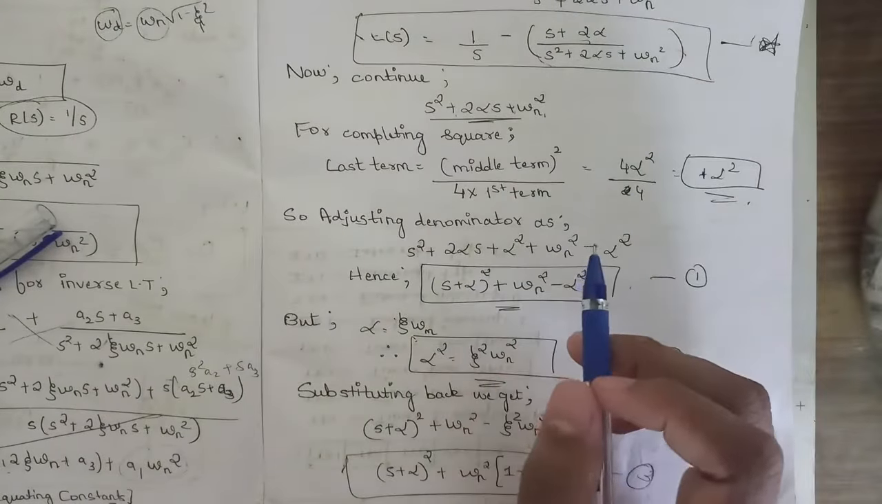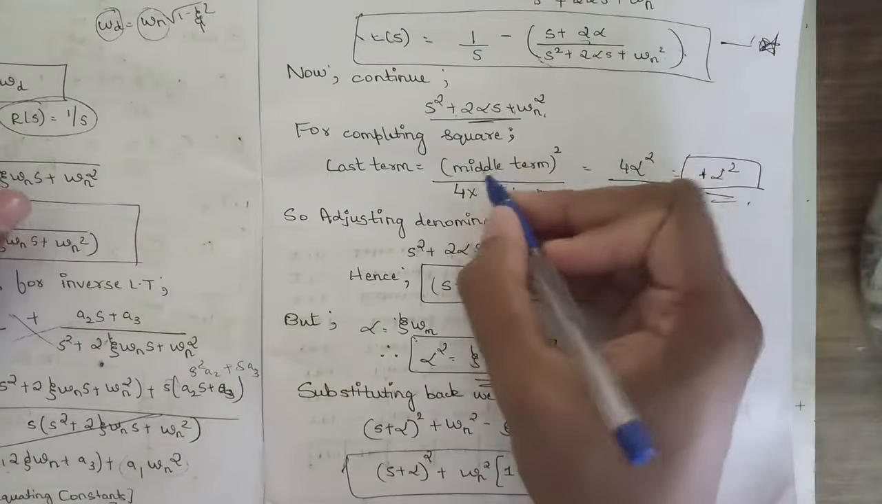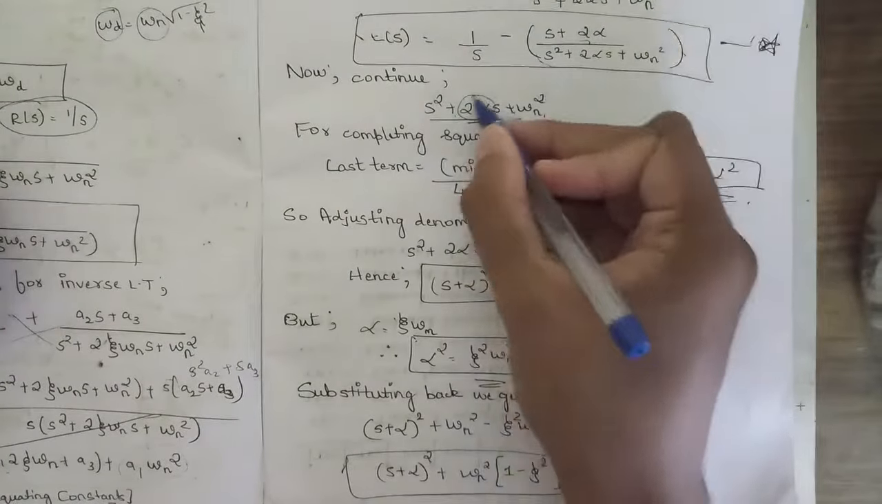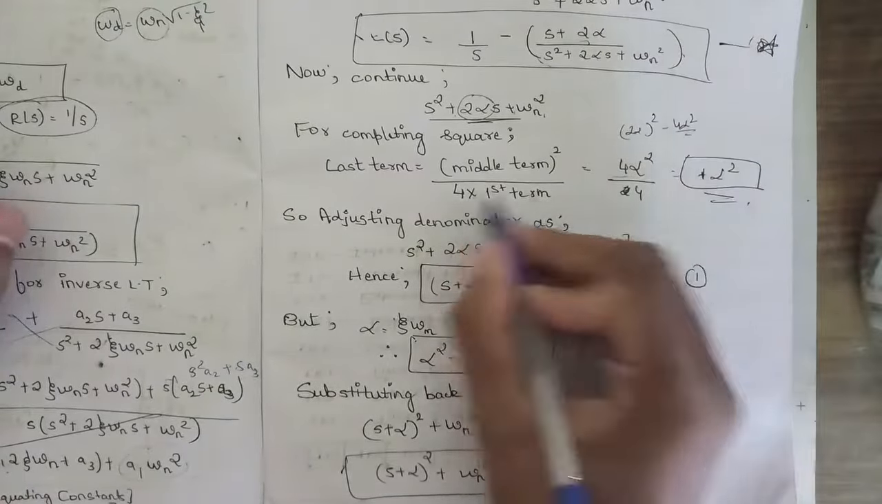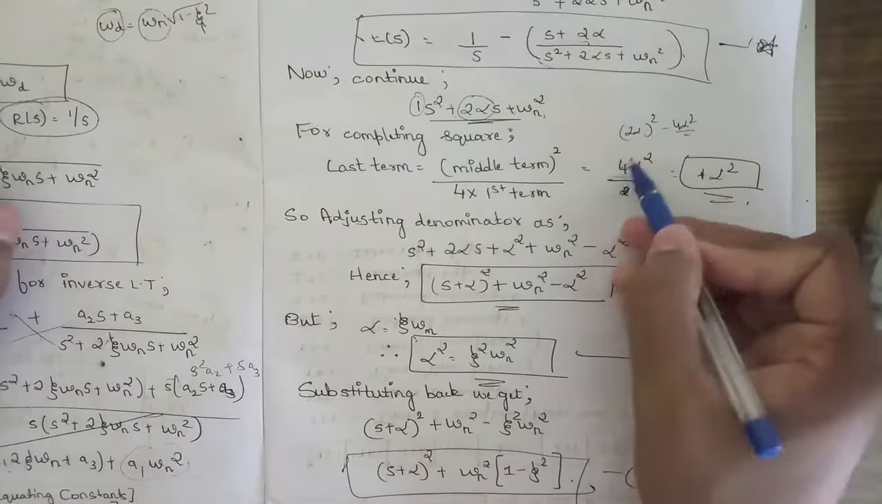Okay, so now the last term is equal to middle term whole square divided by 4 into first term, that is, we need to be considering the coefficients only. Middle term whole square, so 2 alpha whole square is equal to 4 alpha square, that I have written, divided by 4 into first term's coefficient, that is 1. 4 into 1 is 4, so we can cancel this 4 and our remaining answer is alpha square.